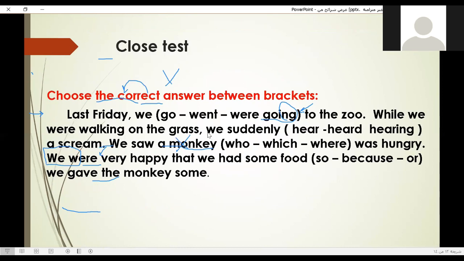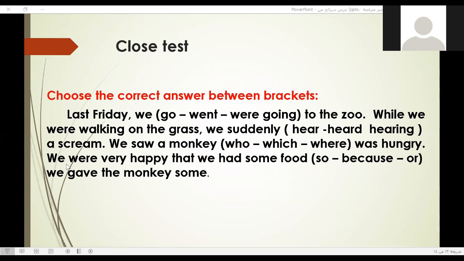Now we will move to part B, the cloze test. But first we have to remove these lines. Choose the correct answer between brackets. I want you now to read and choose the correct word between brackets. After that, I show the answer, okay? Are you ready? And tell me, why did you choose your word?